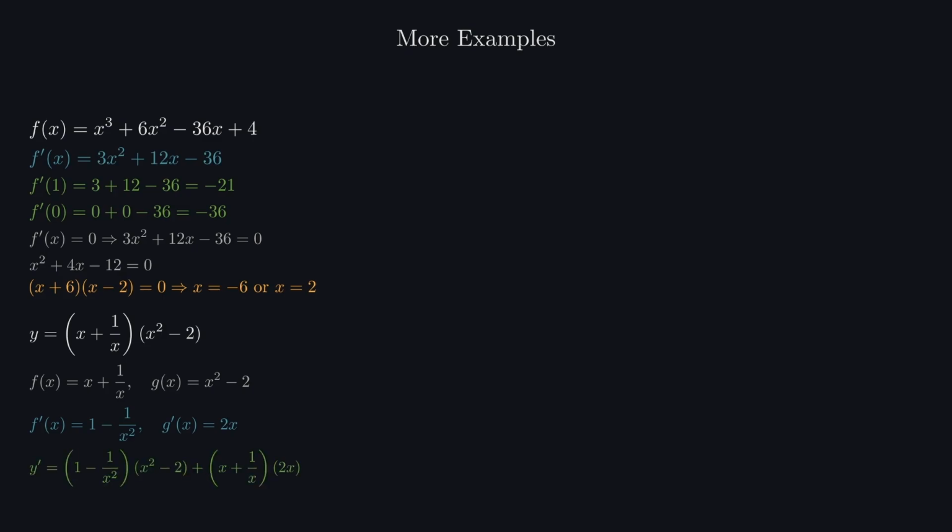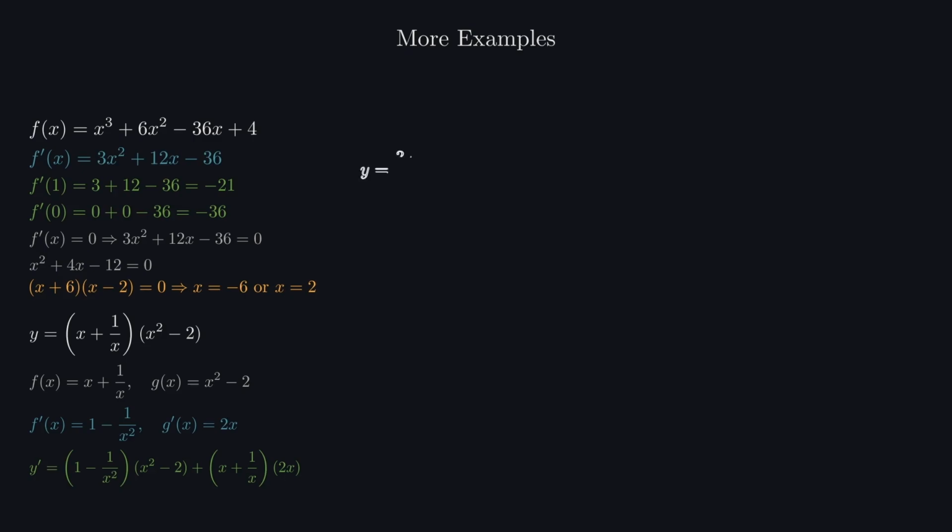So y prime equals f prime of x times g of x plus f of x times g prime of x. Substituting, we get y prime equals 1 minus 1 over x squared, all multiplied by x squared minus 2, plus x plus 1 over x multiplied by 2x. At this point, you can simplify the expression if needed by expanding each bracket. The important idea is that we have correctly applied the product rule: derivative of the first factor times the second plus the first factor times derivative of the second.